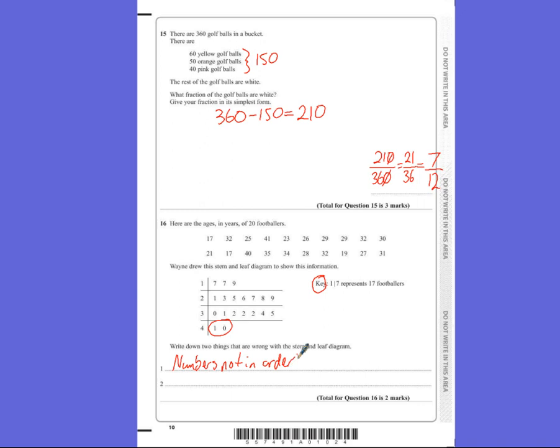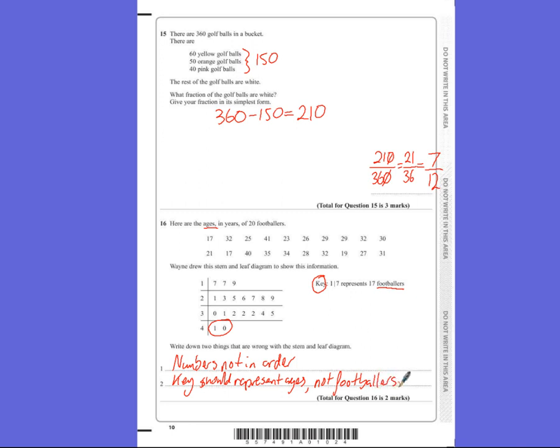The second thing I can see looking at the key is that it says 1 | 7 represents 17 footballers, where actually it represents their ages. So the second thing I'm going to write down is that the key should represent ages, not footballers.